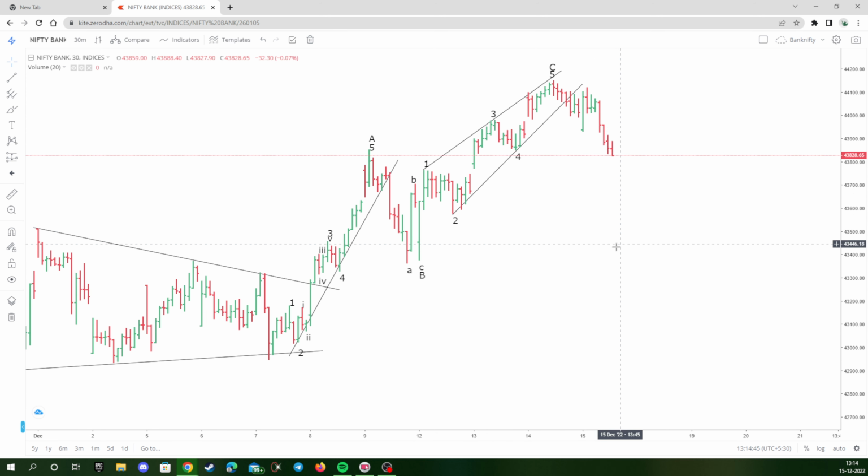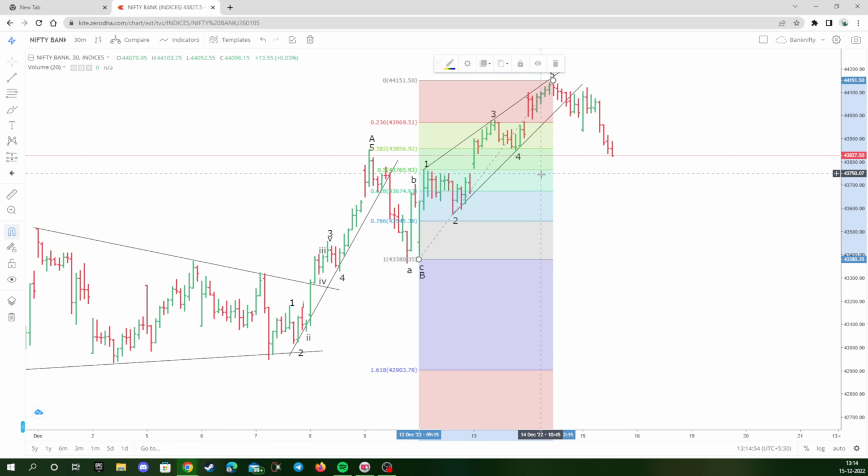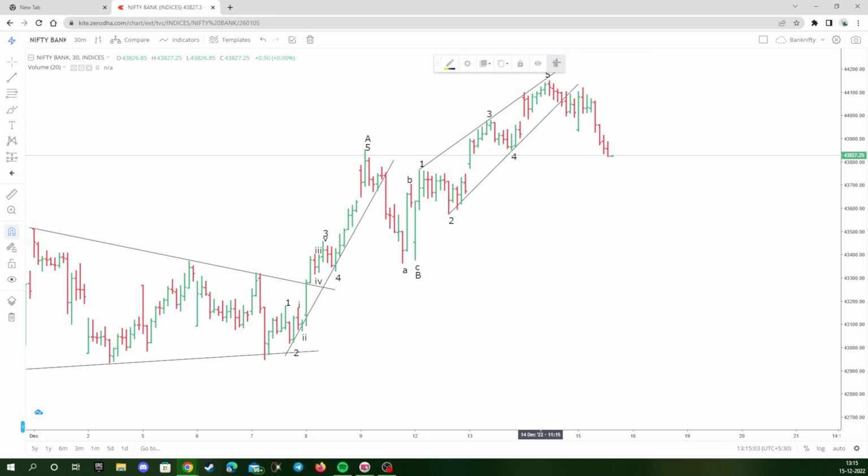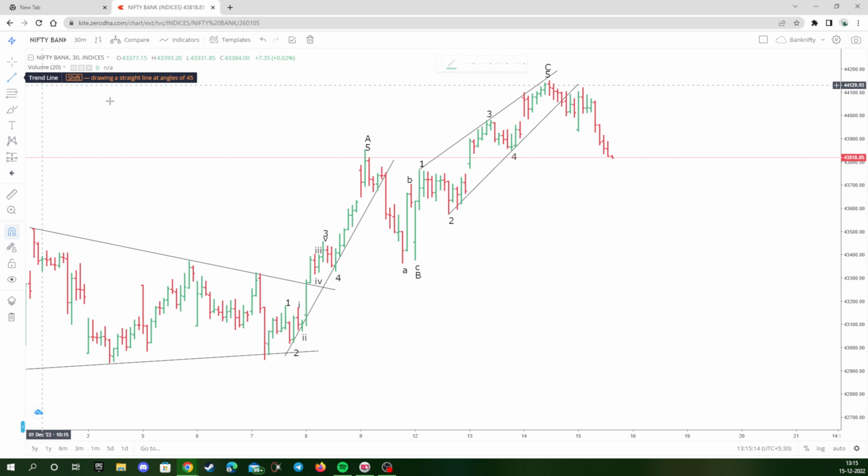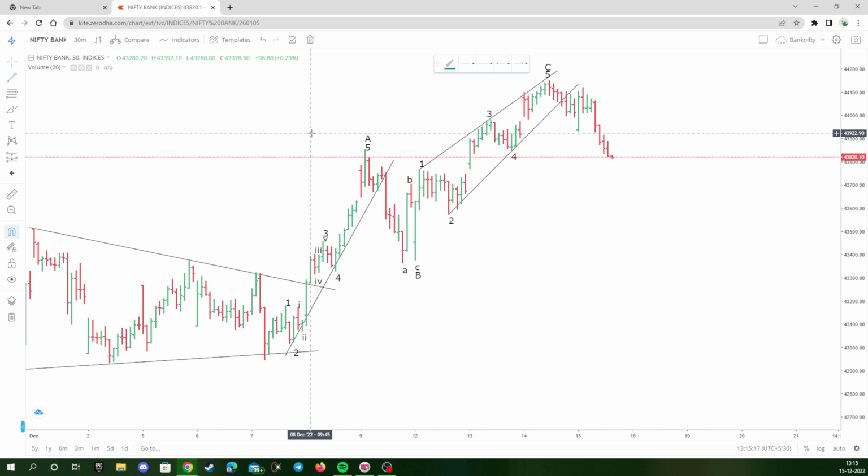But whenever we develop a 1 2 3 4 5 move, we generally tend to take retracement at the 60% mark. So the 60% mark comes around this level, which is 43,700. So 43,700 would mean that if we take support from here, then we would start to go on the higher side. But in case that is not the scenario, and let's suppose that we might have actually topped out around the levels of 44,000, then this might be true, that this move might be A, B, and C.